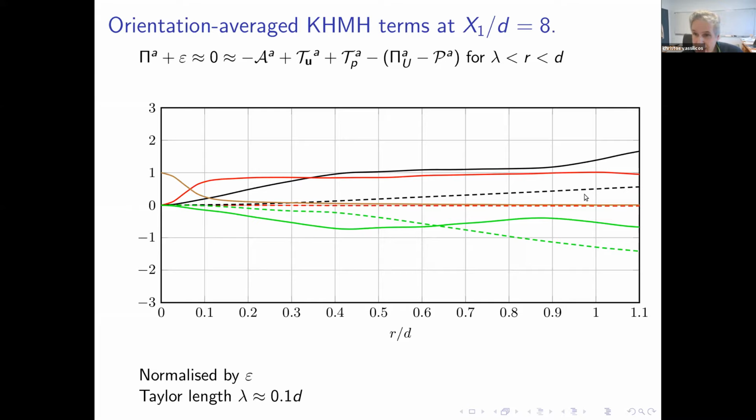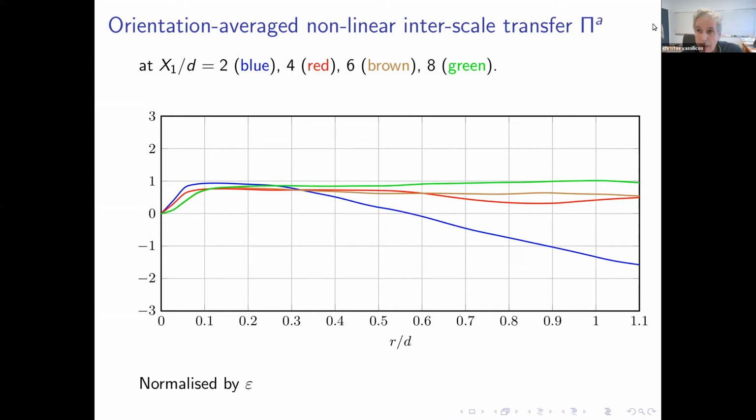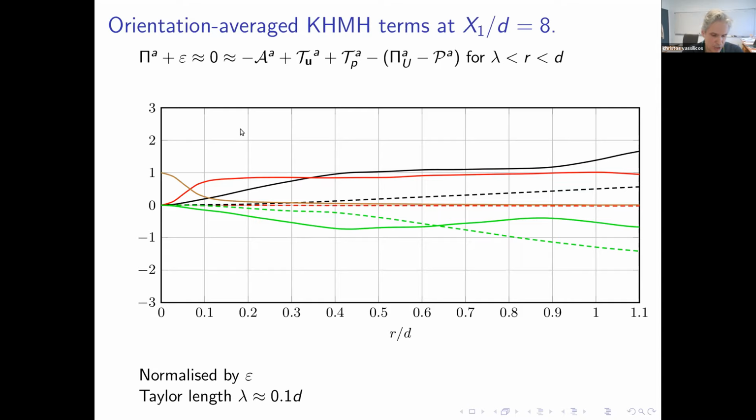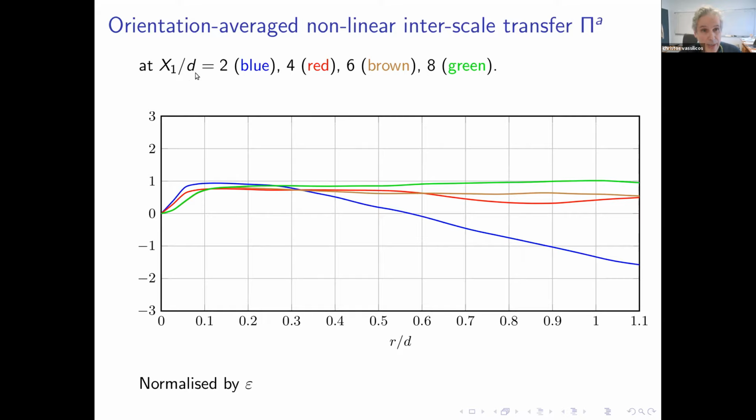And if you want to see how this term evolves, now I'm talking only about the interscale transfer term, and again, I remind you, this A here means I have averaged over the angles in the plane, from x1 over d2, 4, 6, 8, it eventually leads there, but very close at 2 already, you have something which is roughly constant. There is something here which, unfortunately, I will not be able to explain to you today, which is happening well beyond Kolmogorov, but gives Kolmogorov-type behavior.